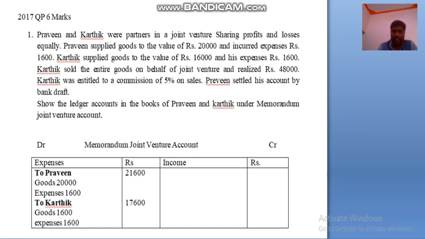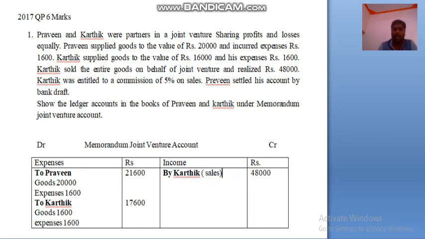Now the next transaction. Karthik sold the entire goods and realized rupees 48,000. So is sales income or expenses? Sales is income. Record on the income side rupees 48,000. And who sold the goods? Karthik. So by Karthik, in brackets you can write sales. Goods sold by Mr. Karthik, 48,000. Now this transaction is also over.